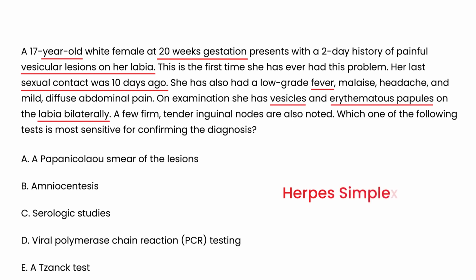And because she's pregnant, this is actually a particular concern because this can be transferred during birth, actually even before birth, transplacentally to the fetus, or during birth when the baby passes through the birth canal, because if you notice, the vesicles are on her labia. So if it's transferred to the fetus, there can be a very high risk of problems such as neurologic disease. So it's very important that you treat this.